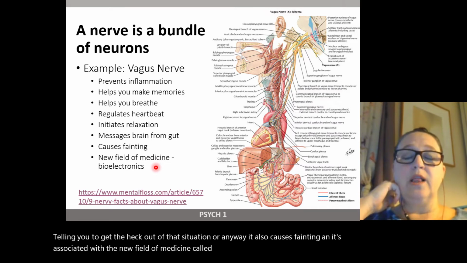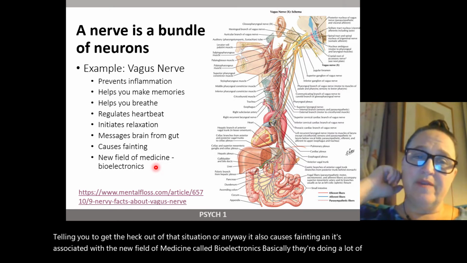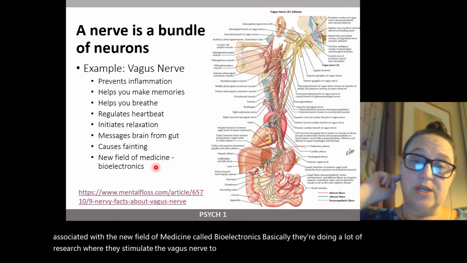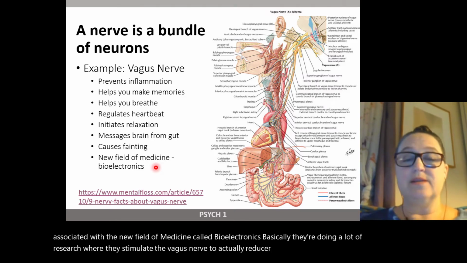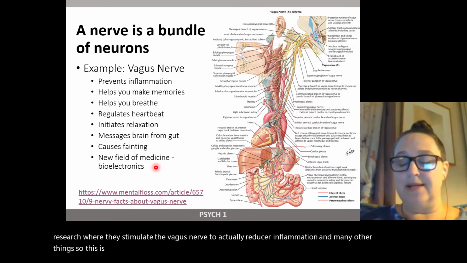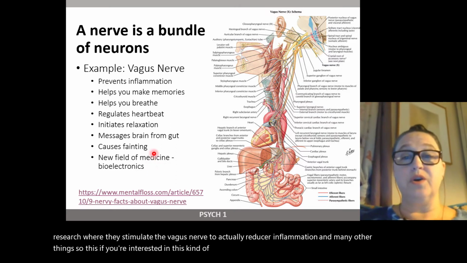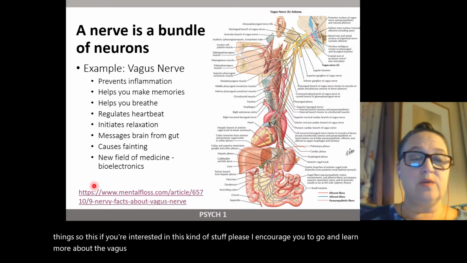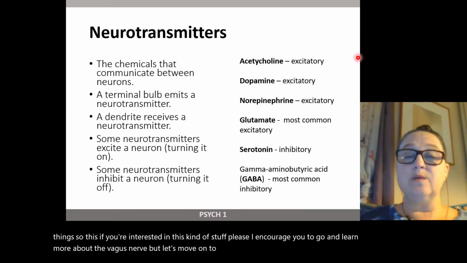Basically, they're doing a lot of research where they stimulate the vagus nerve to actually reduce inflammation and many other things. So if you're interested in this kind of stuff, I encourage you to go and learn more about the vagus nerve. But let's move on to the next idea, which is this.